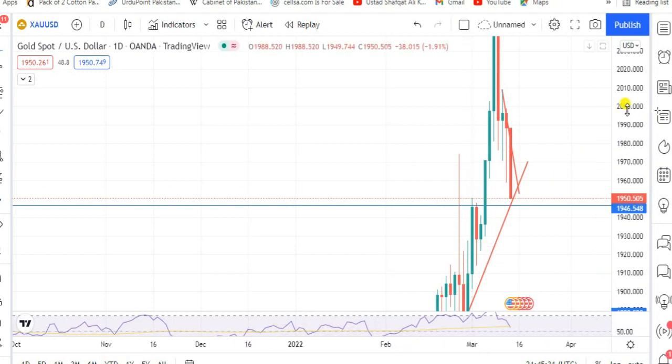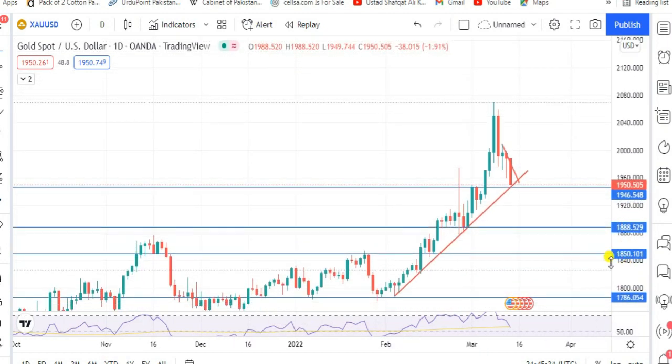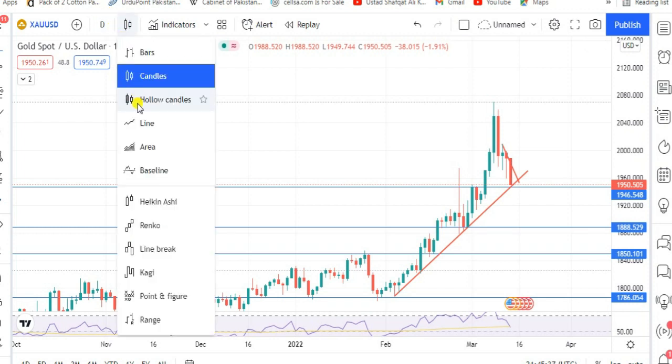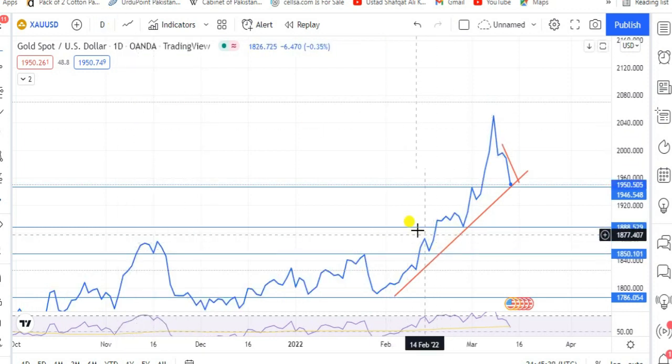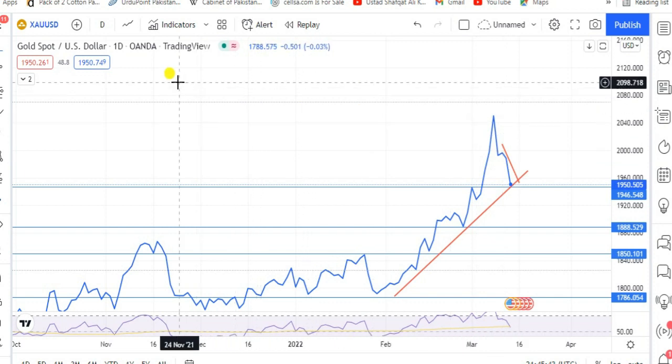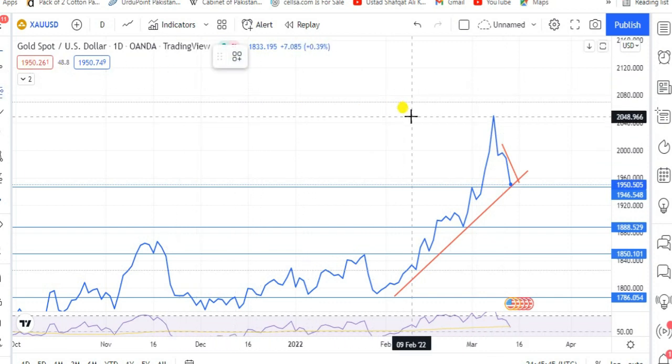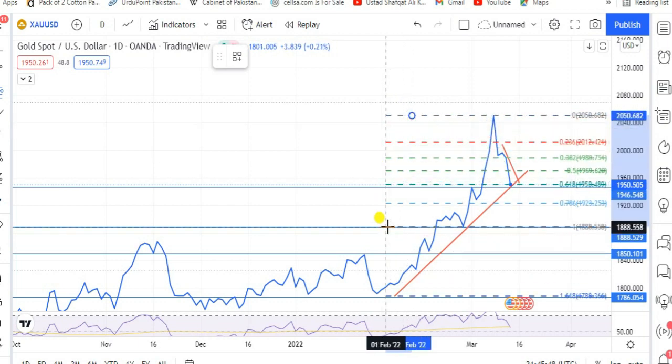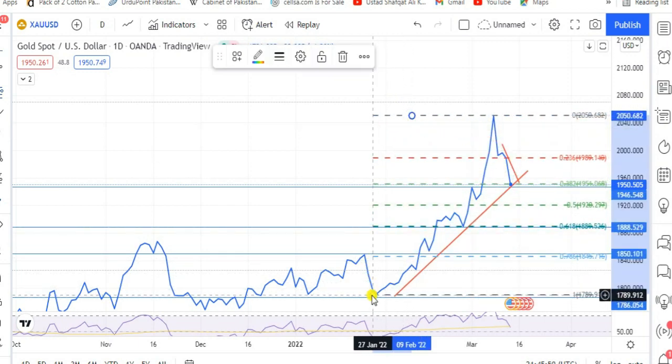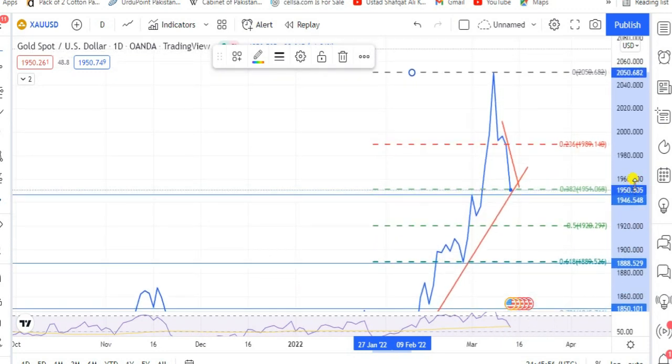So if I open a daily time frame chart, you will see one thing. If I draw the line chart, because as I mentioned to you, the line chart gives you more accurate values, and if I draw the Fibonacci retracement levels from the higher to the lower, you can see that on the line chart right now we are at the 38.2% retracement level. As I've mentioned in many videos, 38.2% and 61.8% are two important levels.